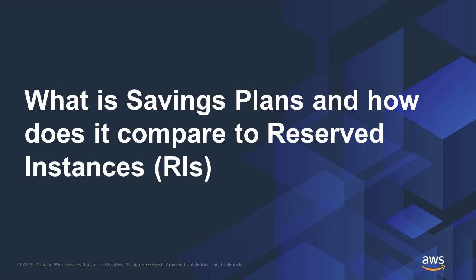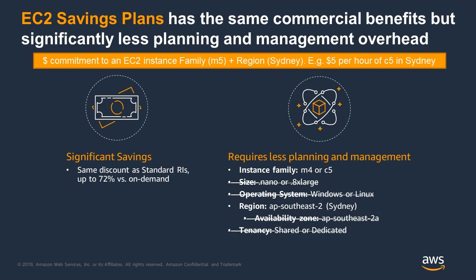Now, if we compare that to savings plans, we can see that in the first type of savings plans, EC2 savings plans, a few of the planning and management or matching requirements have been crossed out. You can see size, operating system, availability zone, and tenancy no longer matter. So you're really picking an instance family and also a region. They provide the same discounts as standard RIs, and you can think of them as $5 per hour of commitment in C5 in Sydney in exchange for a discount.